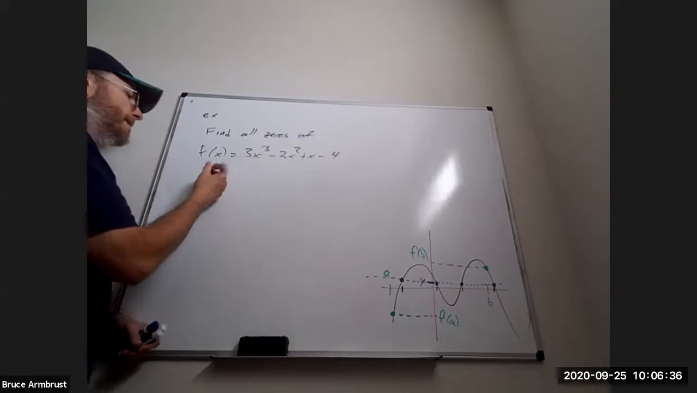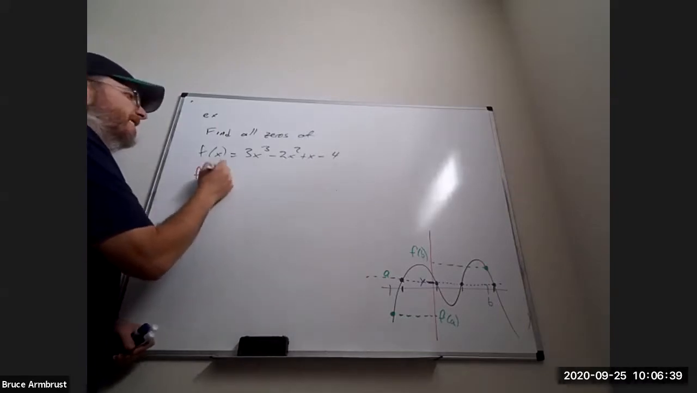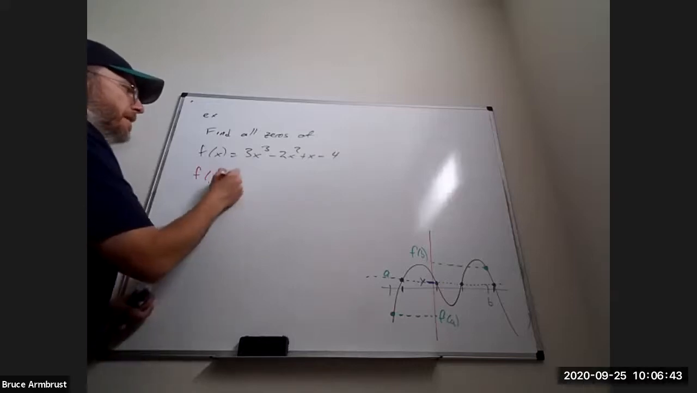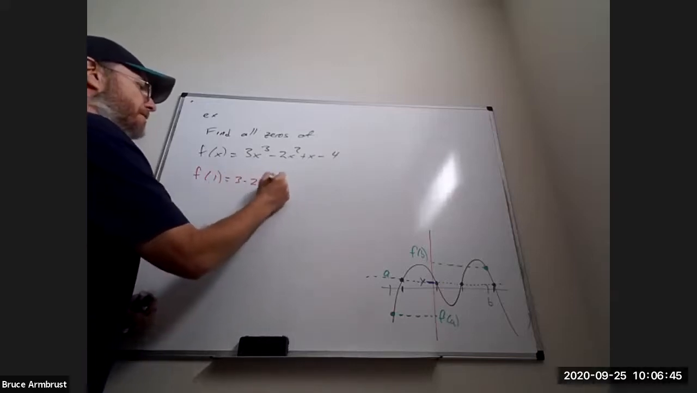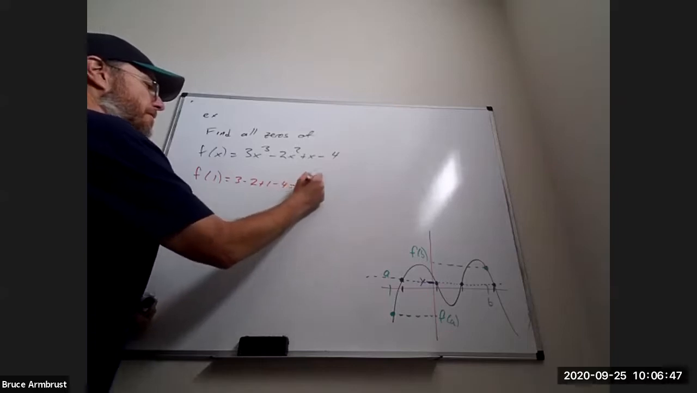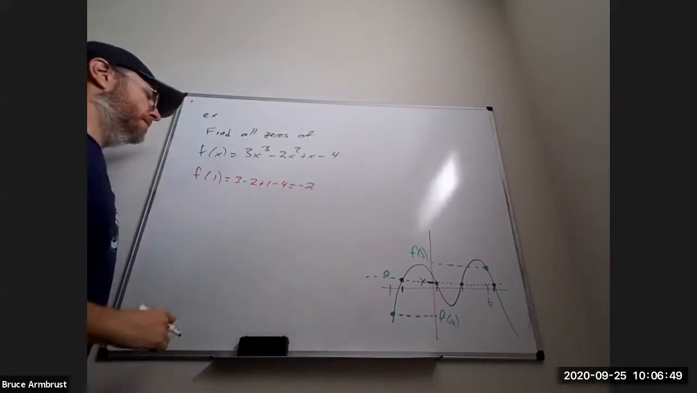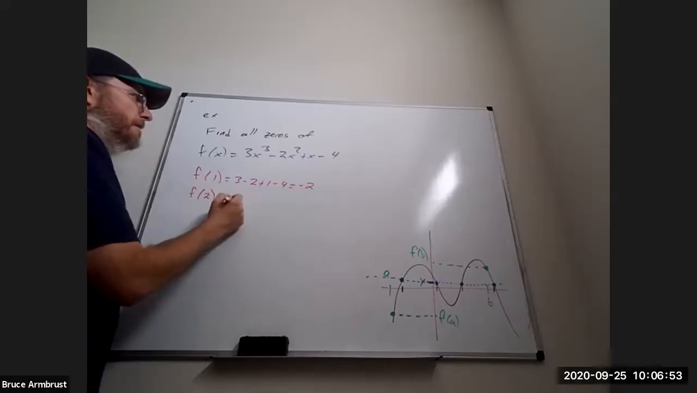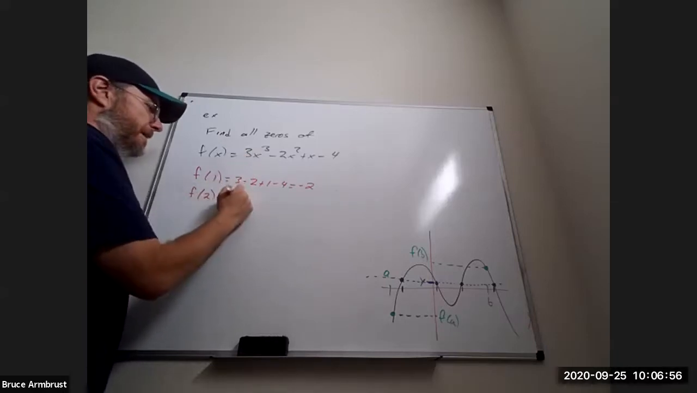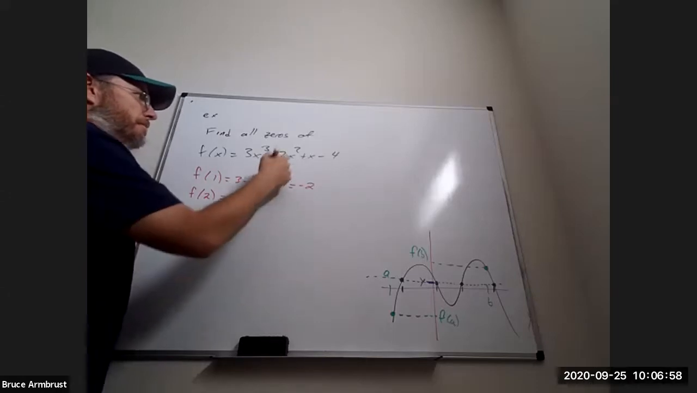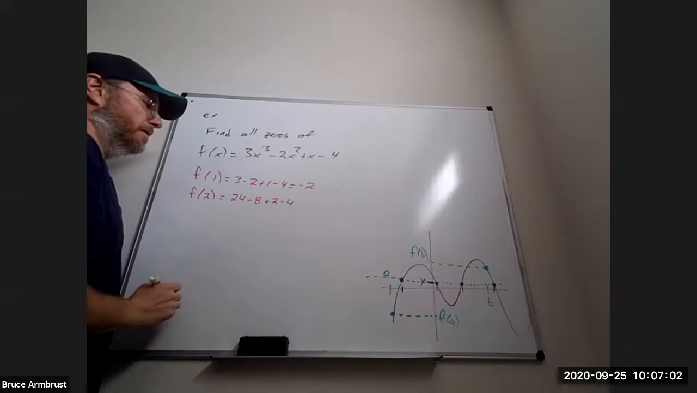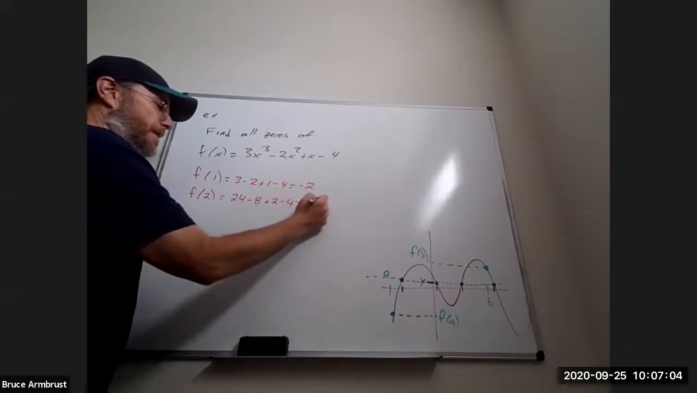You go, okay, well, let's see. What happens if I plug in 1? We're just going to see if we can find a 0. So if I plug in 1, I get 3 minus 2 plus 1 minus 4, which is negative 2. Okay, well, now let me plug in 2. Well, that's going to give me 3 times 8, which is 24, minus 4 times 2, which is 8, plus 2 minus 4, which gives me, I think that's 14.